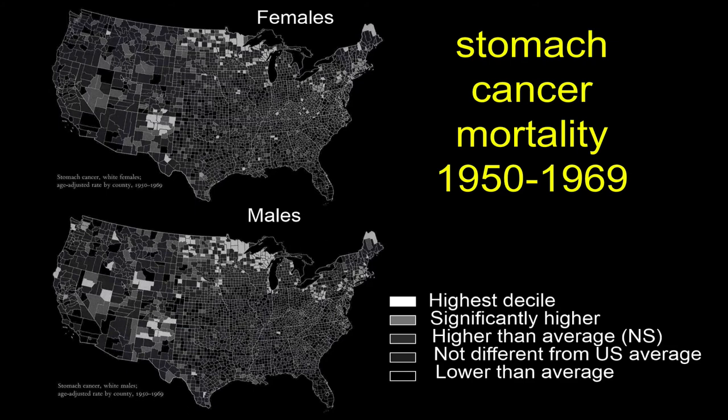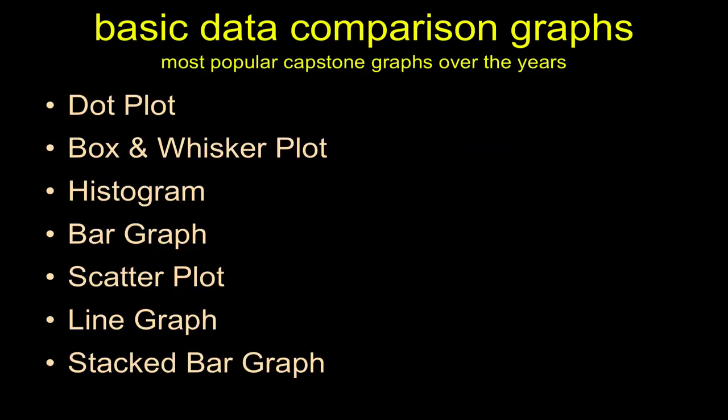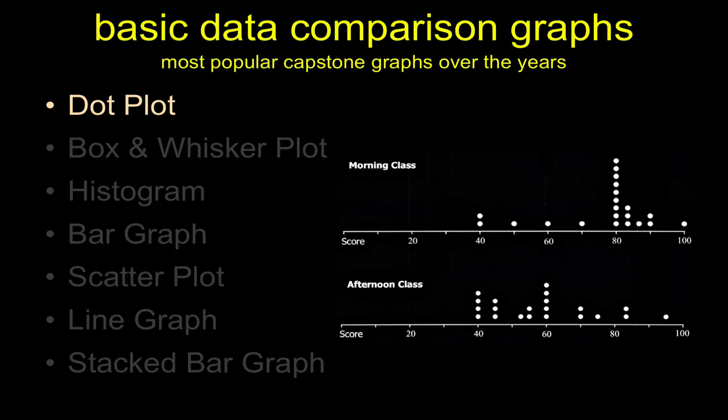Cool? Okay, these are the most common graphs over the last several years that you guys use in Capstone. So I just want to run through them really quickly. The first three are different types of explorations of the distribution of the data. And then the next four are relational stuff, presenting data.